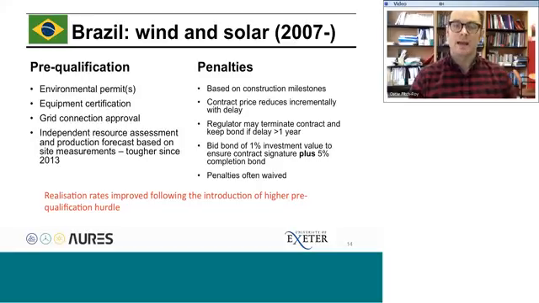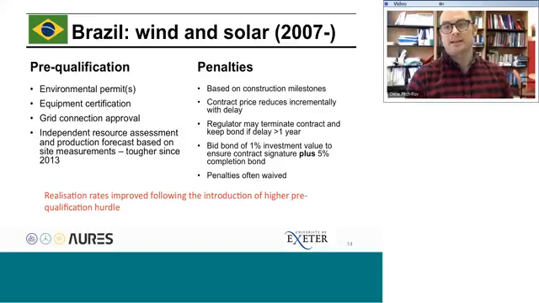And this has been made tougher since 2013. I think in the earlier implementations of this policy, some of the projects were able to bring forward their P50 estimate of their production. And I think this has been made tougher in 2013, which shows that not only are policymakers learning, but they're learning about pre-qualification and how that impacts some of the outcomes.